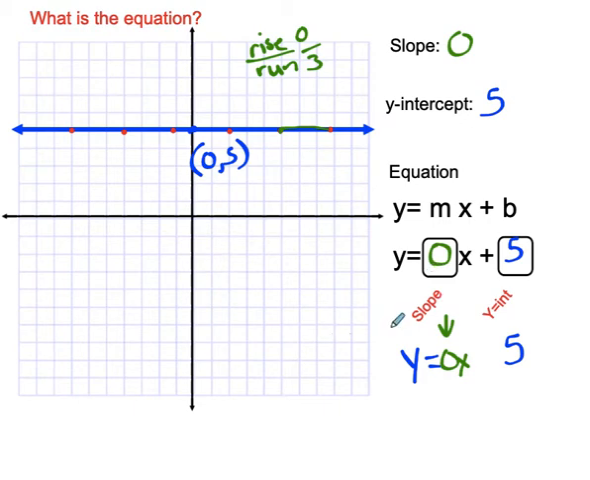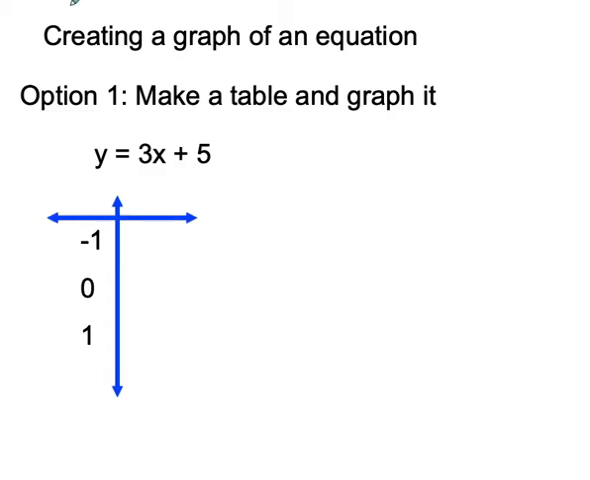Now we're going to take a couple minutes and look at it from a different direction. And that's, how do we make a graph if we have an equation? Well, option 1 is something we've done before. Make a table and then just graph the points you get.